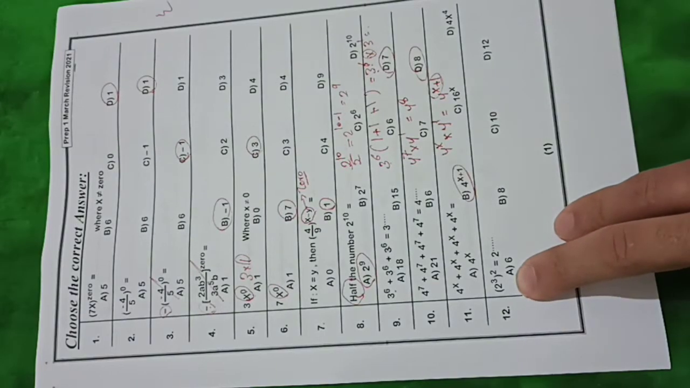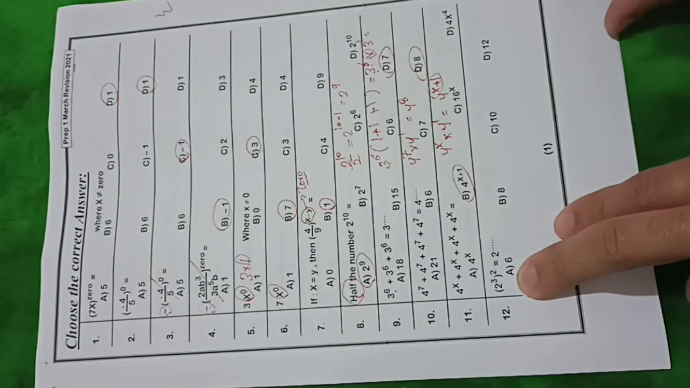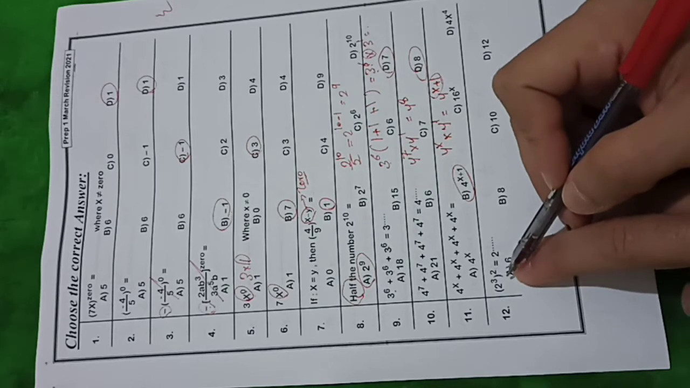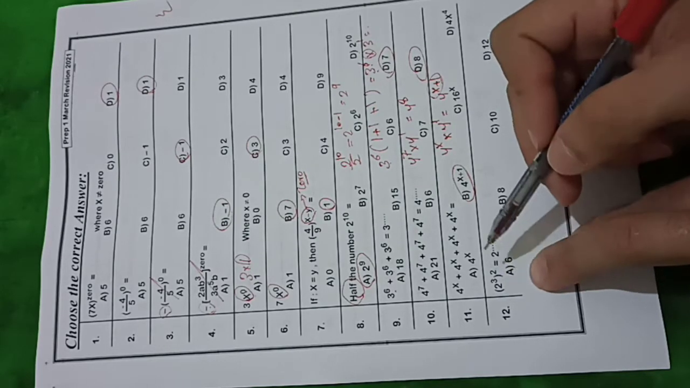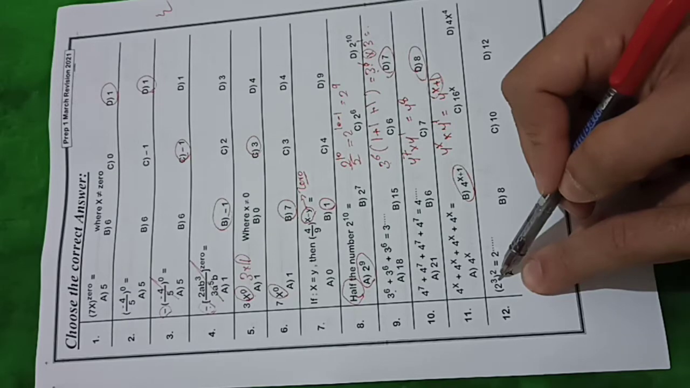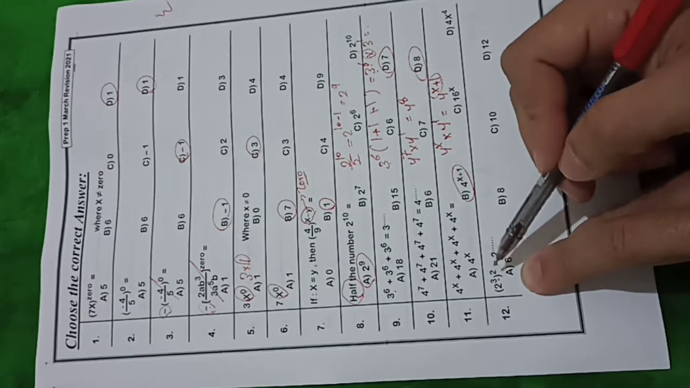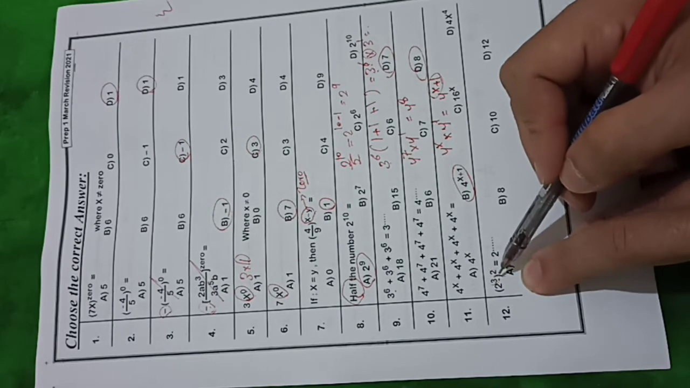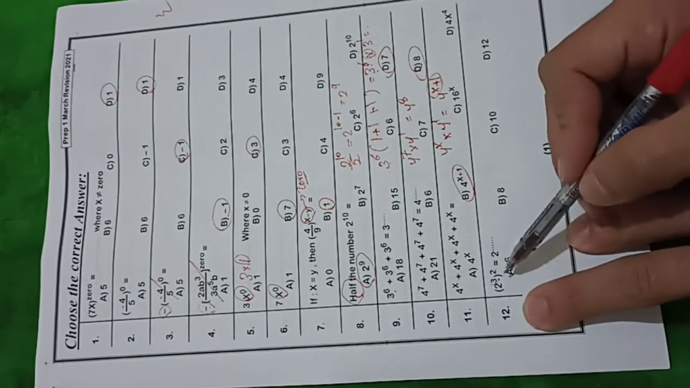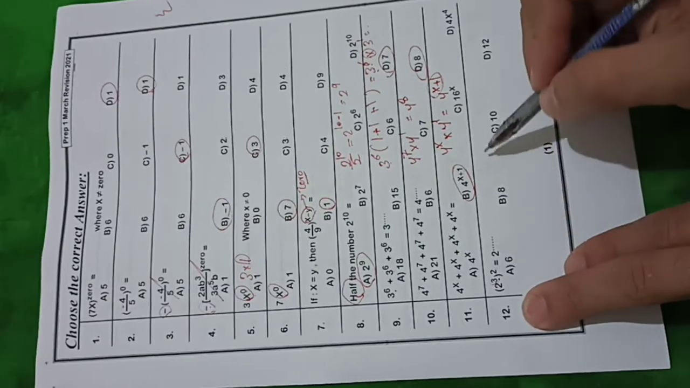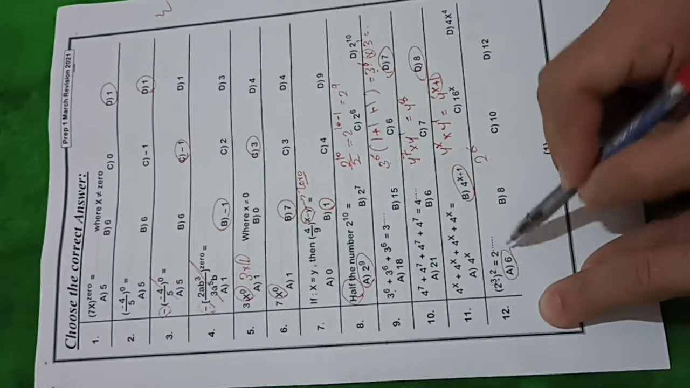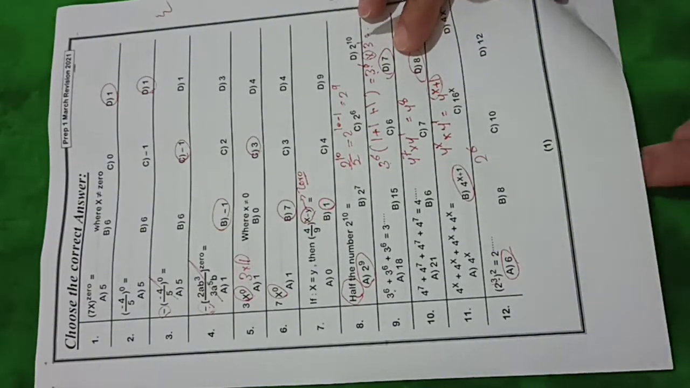Okay, number 12. Here we have 2 power 3 inside a bracket, all raised to power 2. And if we have an internal power and an external power, then we multiply them. Power inside the bracket and power outside the bracket, then we multiply them. So we have 2 power 6 because 3 times 2 equals 6. Okay, next page.